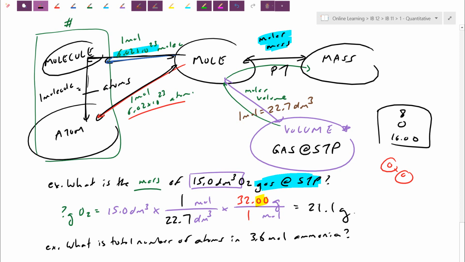So if I have a balloon that's 15 liters large, so it's about 4 milk jugs worth of volume, if I put it on a scale here, the scale would read 21.1 grams.